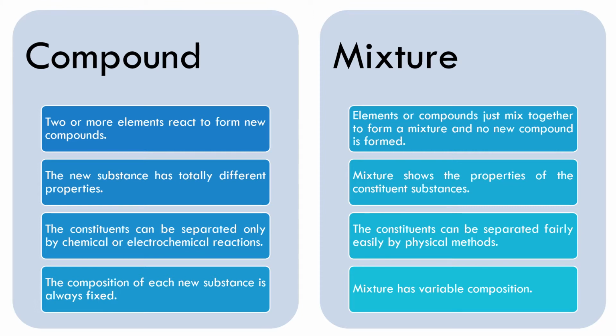In a compound, the constituents can be separated only by chemical or electrochemical reactions. Whereas in a mixture, the constituents can be separated fairly easily by physical methods. In a compound, the composition of the new substance is always fixed, whereas in a mixture, it has variable composition.